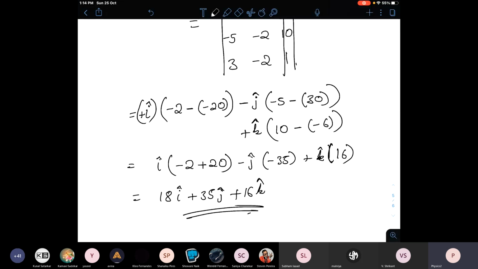So you need practice on this, because cross product will be used again in rotational motion and all that. In rotational motion you have a complete chapter in which there is only cross product. Basically you can frame a question based only on the cross product in rotational motion. So that is a very important part.